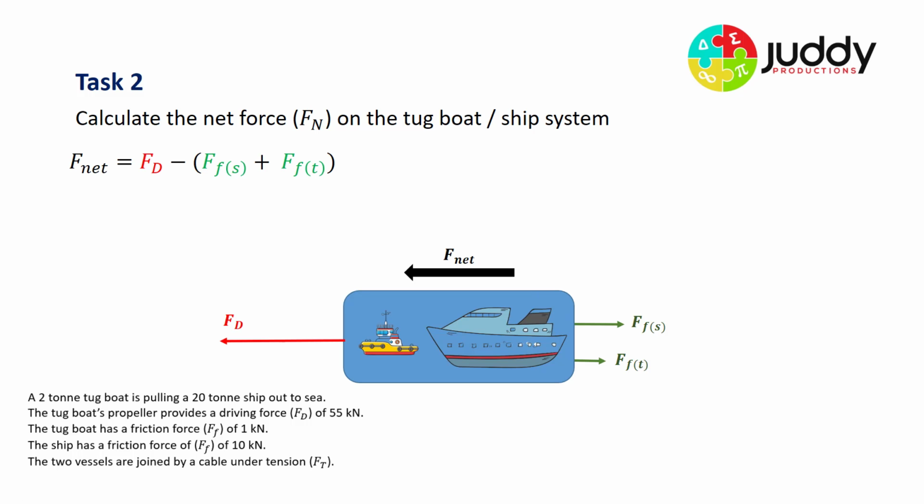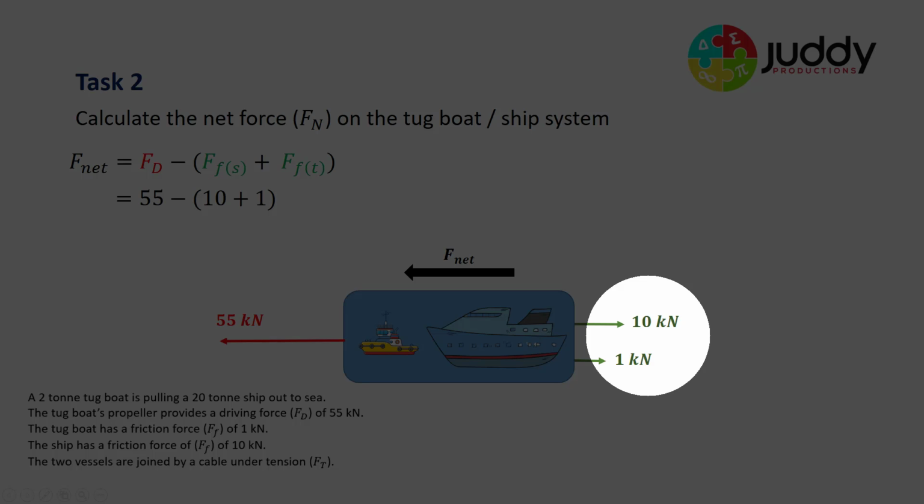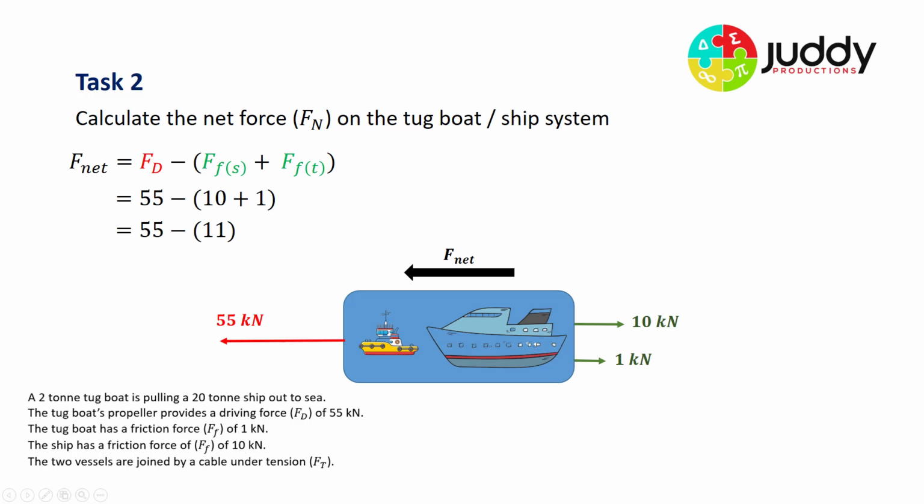The net force is equal to the driving force, take away the sum of the 2 frictional forces. Let's put our numbers in: 55 kilonewtons for the driving force, and we've got collectively a 10 and a 1 kilonewton of frictional force. That adds up to give us 11 kilonewtons of resistive frictional force. So in total, 55 take 11 gives us 44 kilonewtons to the left is our net force.